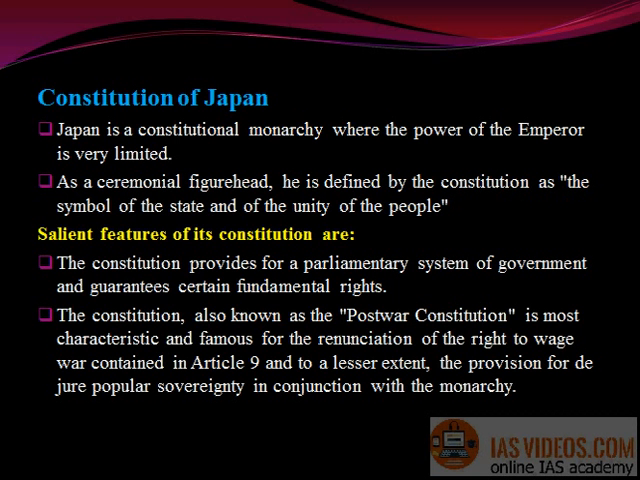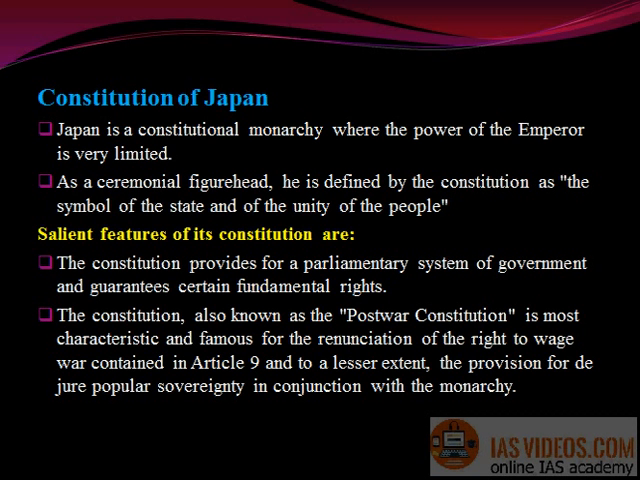Constitution of Japan. Japan is a constitutional monarchy where the power of the emperor is very limited. As a ceremonial figurehead, he is defined by the constitution as the symbol of the state and of the unity of the people. Salient features of its constitution are: The Constitution provides for a parliamentary system of government and guarantees certain fundamental rights.